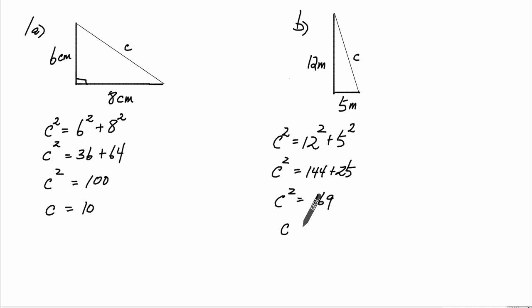And if we take the square root of 169, lo and behold, we're going to get a very nice round number. And in fact, it's equal to 13. Now, given that the length of the sides of this right angle triangle were expressed in meters, the hypotenuse also has to be expressed in meters. And going back to part A, the hypotenuse of this triangle has to be in centimeters as such.